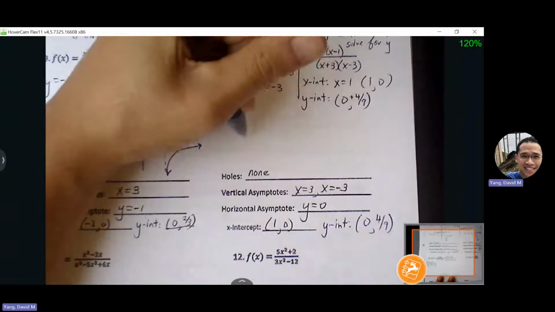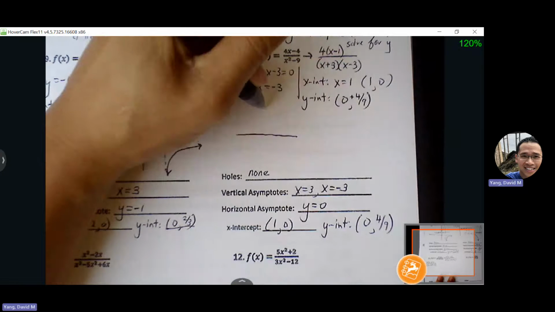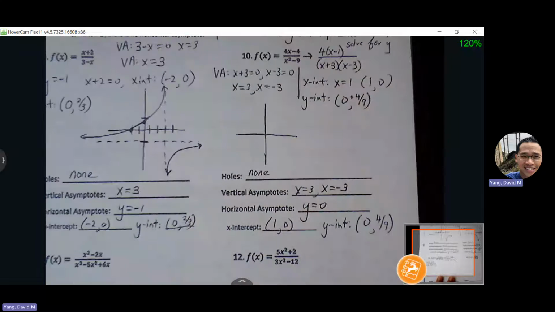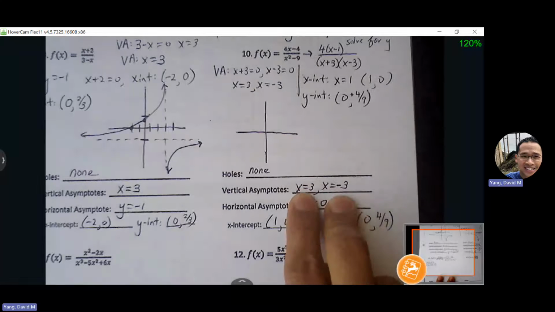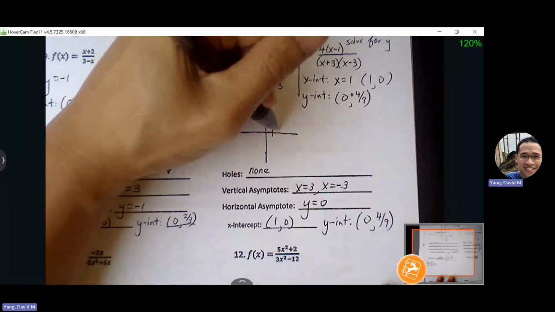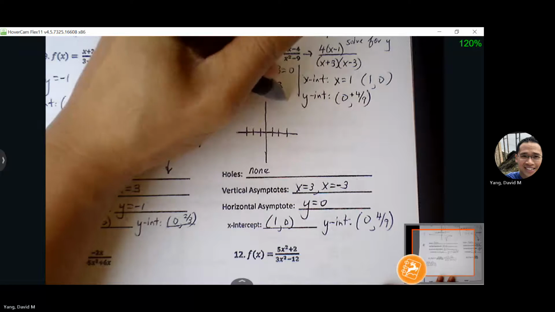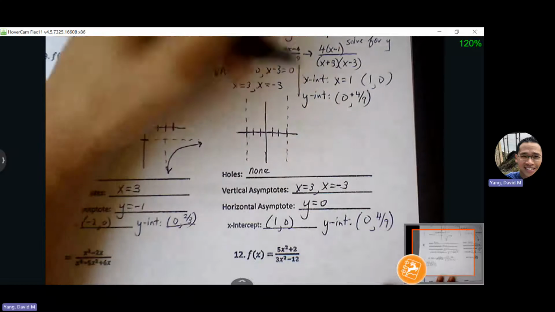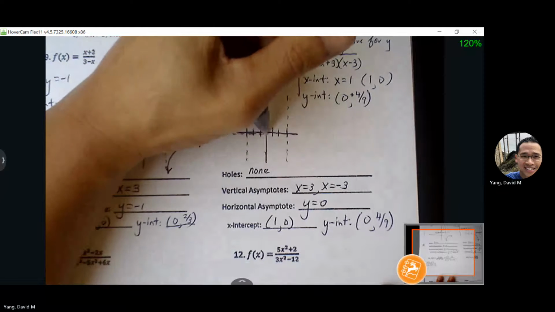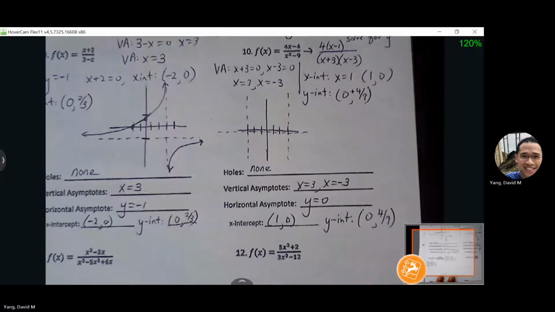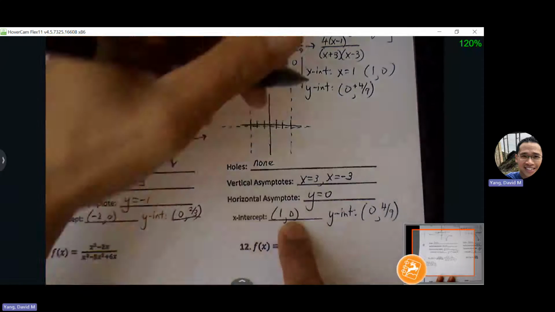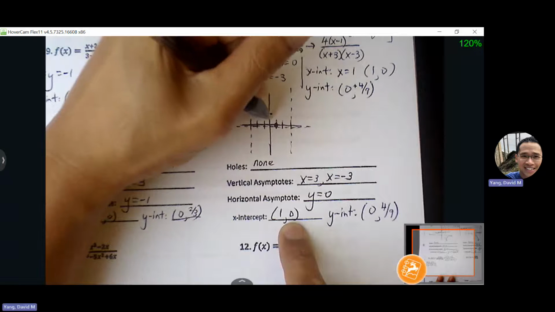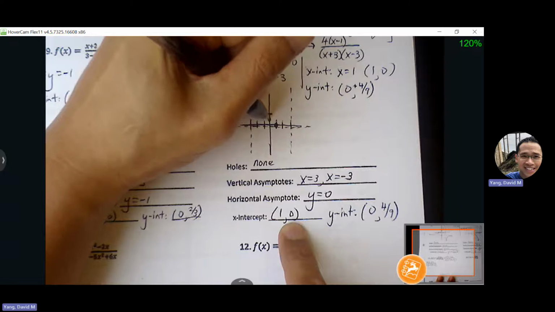Okay, let's see if we can do a rough sketch of the graph just based off of these properties here. Vertical asymptotes at 3 and -3, x equals 3, x equals -3. Horizontal asymptote, y equals 0. X-intercept, (1, 0). Y-intercept, around 1/2. So I'm going to just plot a point.